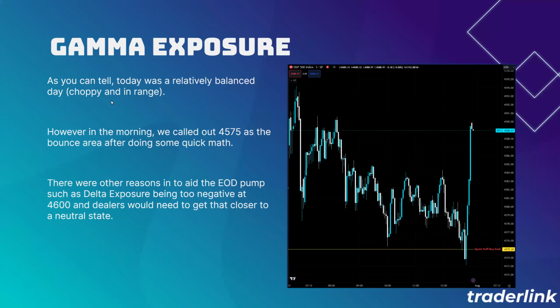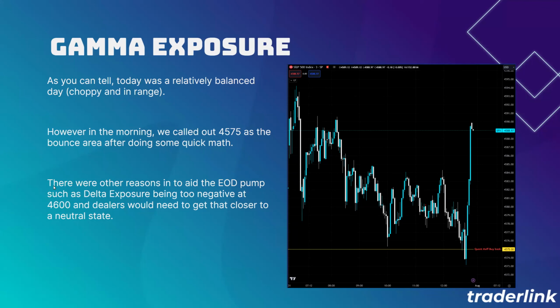Gamma exposure, as you can tell, today was a relatively balanced day, otherwise known as chop. However, in the morning, we managed to call out 45.75 as the bounce area after doing some quick math, and you can go back in the presentation or the recording and go to the screenshot that I posted on the slide, right? In the morning, we called out 45.75 as the bounce area by doing just the simple quant math that I talked about, and I labeled that here: 45.75 quant math, right?